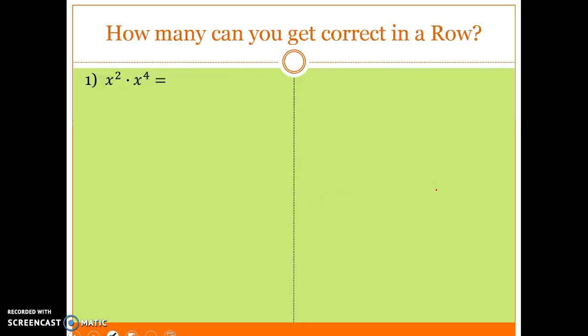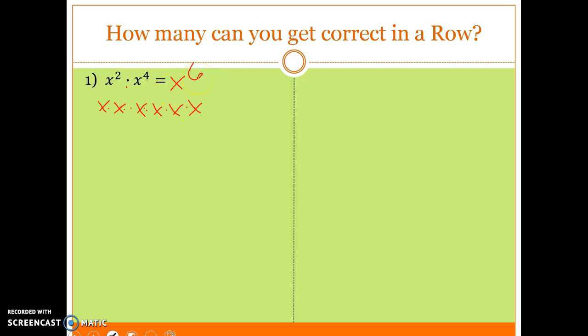Let's start with number 1. There's going to be 9 total problems that we're going to be doing through this video. So a lot of notes to take. But we have x squared. Now x squared means x times x. We're going to multiply x times x to the 4th, which is x times x times x times x. And so we're multiplying 6 x's together. Well, that's the same thing as x to the 6th.